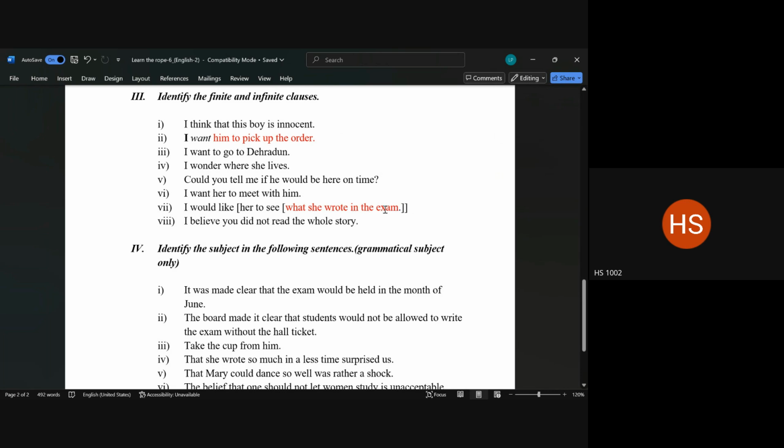Okay. Now, last one here, I believe you did not read the whole story. I believe you did not read the whole story. Ma'am, finite clause. So what is your subordinate clause here?